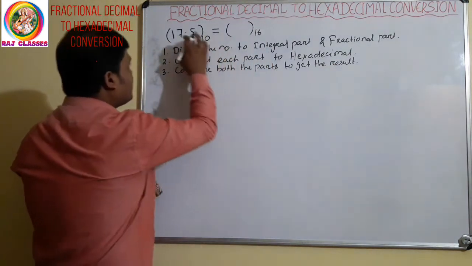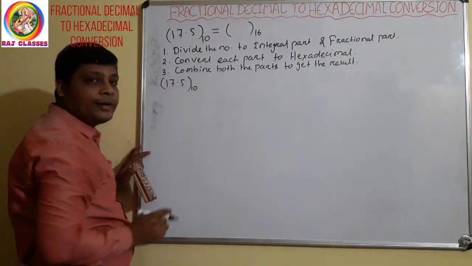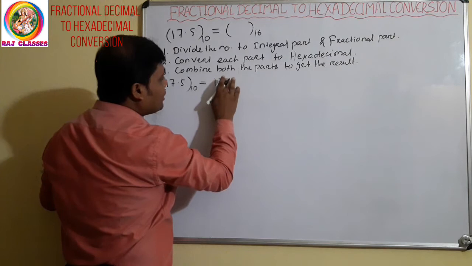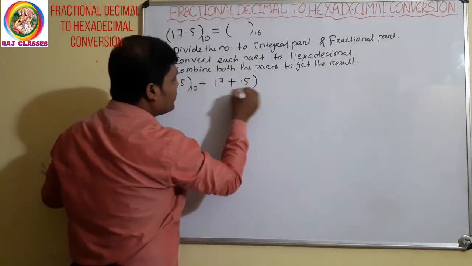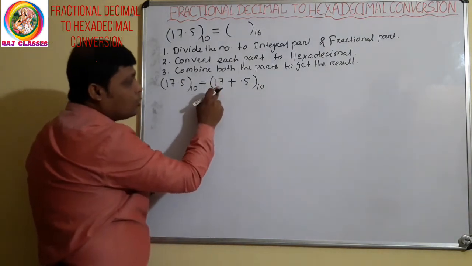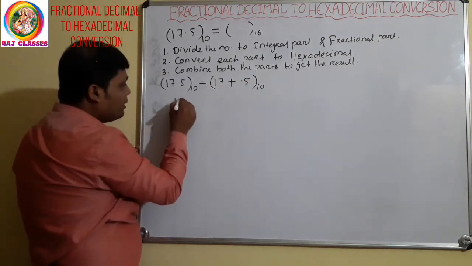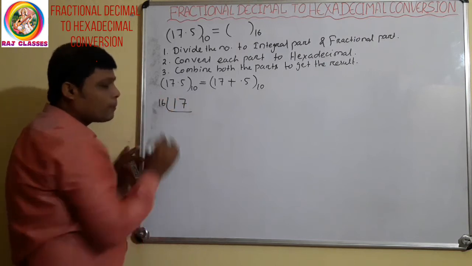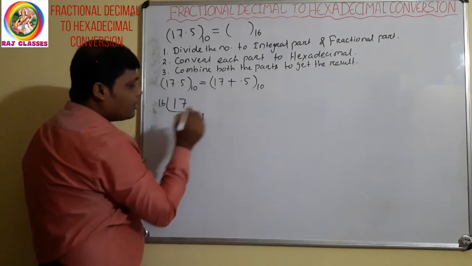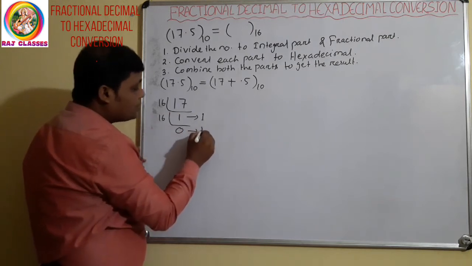Clear? Now see, 17.5 base 10. I can write this as 17 plus 0.5 base 10. Now you know how to convert this integral 17 to hexadecimal. We have to divide 17 by 16. 16 ones are 16, remainder 1. Then again divide by 16. This will be 0 and the remainder is 1.